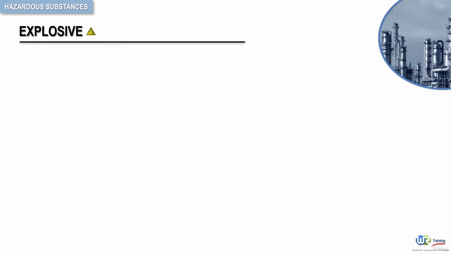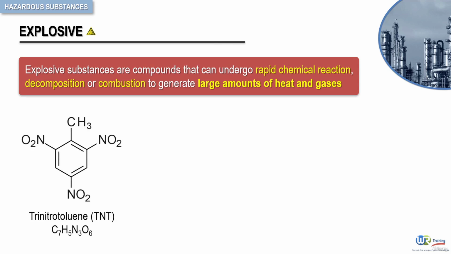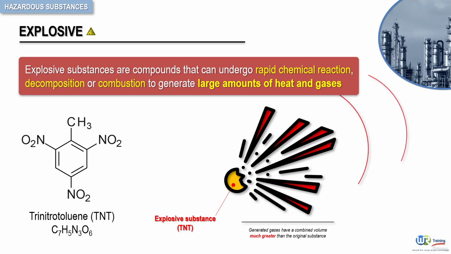Explosive substances are compounds that can undergo rapid chemical reaction, decomposition, or combustion to generate large amounts of heat and gases. A typical example is trinitrotoluene, more commonly known as TNT. The generated gases have a combined volume much greater than the original substance, which produces a rapidly moving pressure or shock wave, as seen here. It is the shock wave that causes explosion or blast damage.